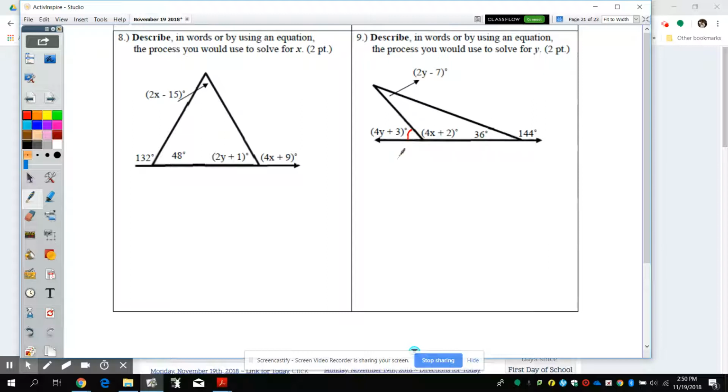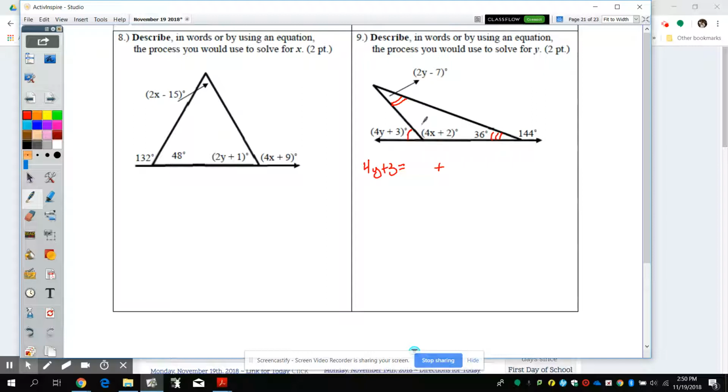We learned that the exterior angle, in this case this one, is equal to, so I'm going to write the exterior angle for y plus 3. The exterior angle is equal to the sum, and sum means add, so I'm going to add 2 things together. The exterior angle is equal to the sum of the 2 remote interior angles. The remote interior angles are not the ones right next to this angle, but the 2 in the triangle that are not right next to it. In this case, this one and this one, right?